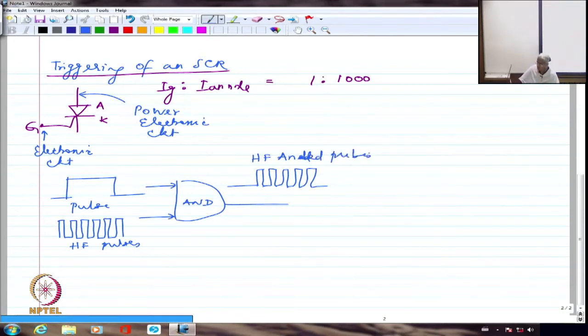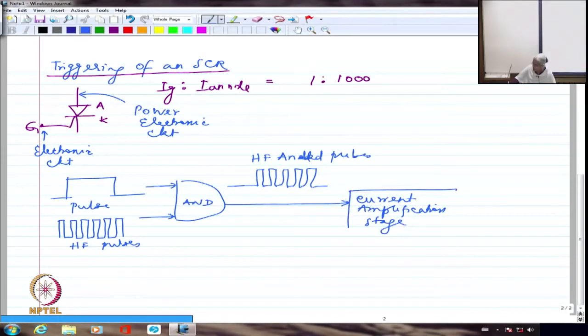So this high frequency ANDed pulse may be only 5 volts and a few microamperes in all probability. If it is a 1000 ampere thyristor, I said that I will need 1 ampere to fire it. So I need to amplify it. There has to be a current amplification circuit in between. So whatever is the output here goes to the current amplification stage. The current amplification stage can be a simple common emitter amplifier, like what you have seen in transistors.